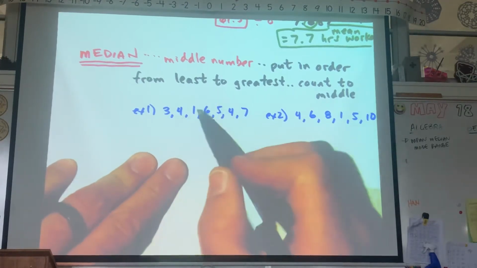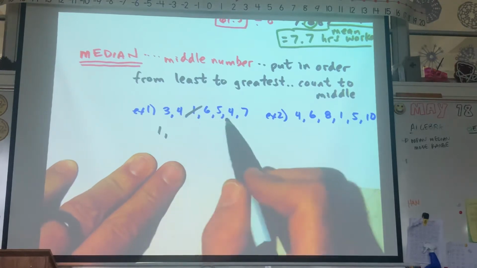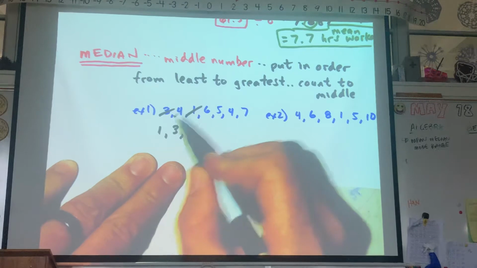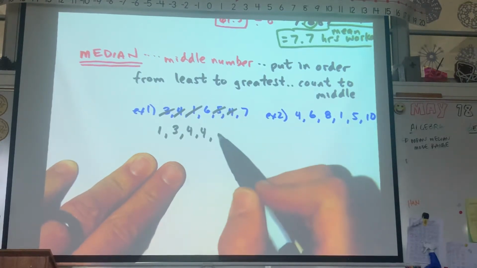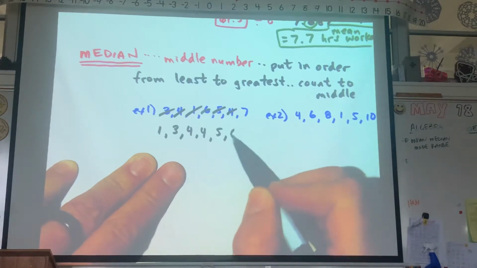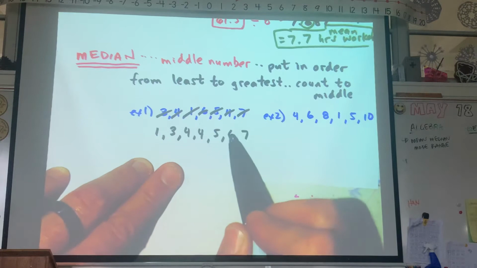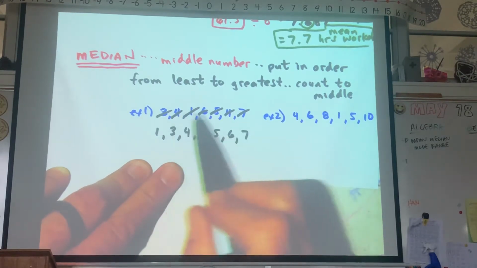So what's the lowest number? 1. I'm putting it there. What's the next one? I've got a 3. Looks like I got 2 4s, 4 and 4. I've got a 5, a 6, and a 7. You have to cross them out or else you will get lost. And you have to make sure that you have the right amount of numbers. Mine is right because I crossed them out.